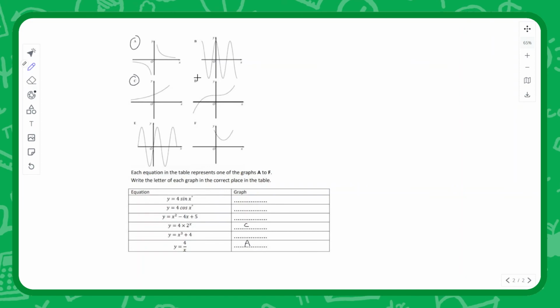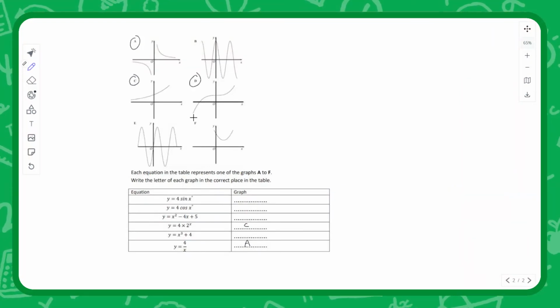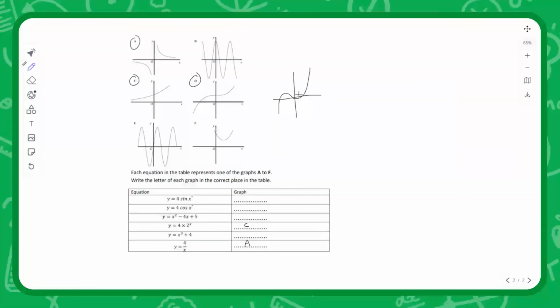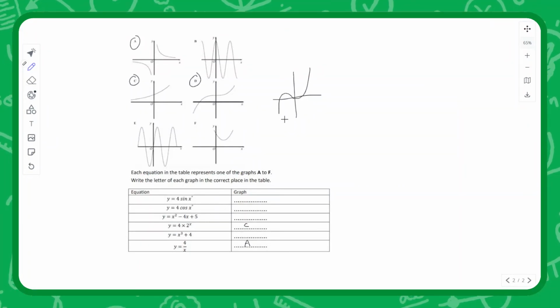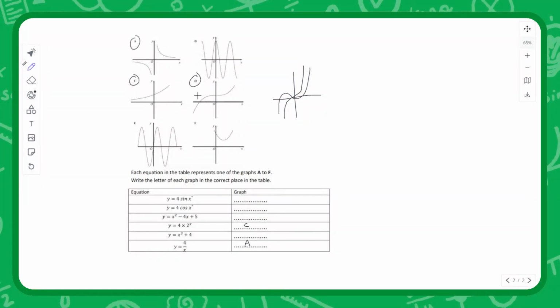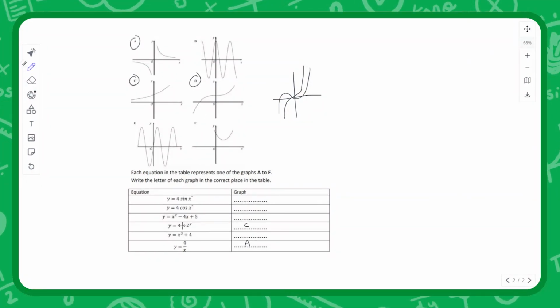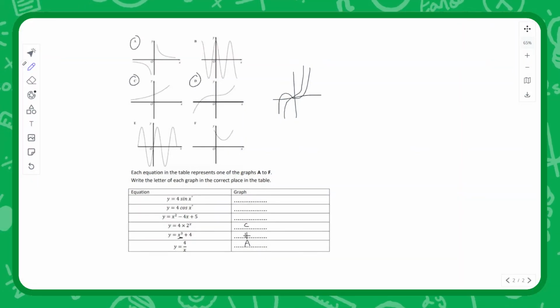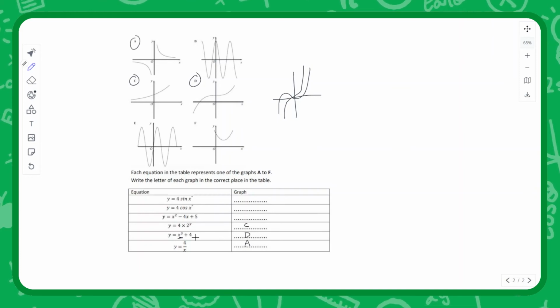Let's move on to D next. So D looks a lot like that standard cubic kind of graph, right? It could be that, or it could be that. Anything that has an S shape in it is generally going to be a cubic. And so I can just find my cubic, or in this case it's here, and I know that D is going to match up with that equation.